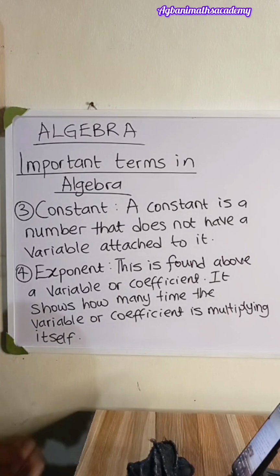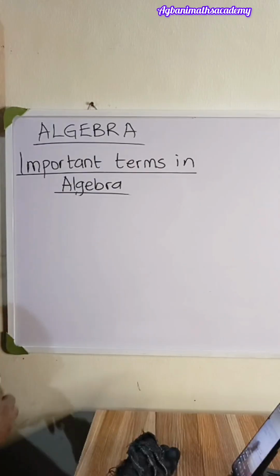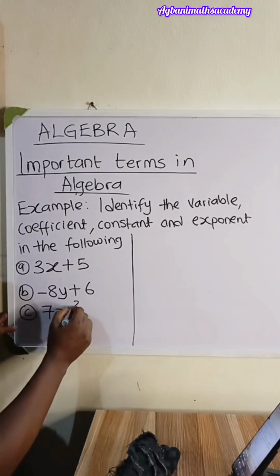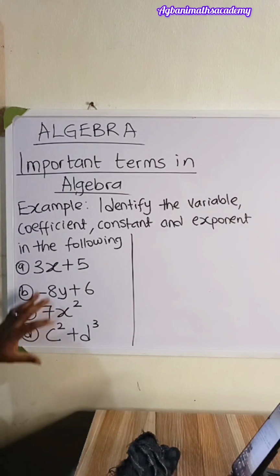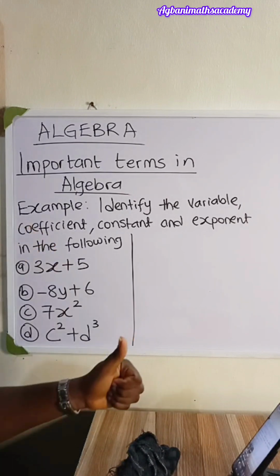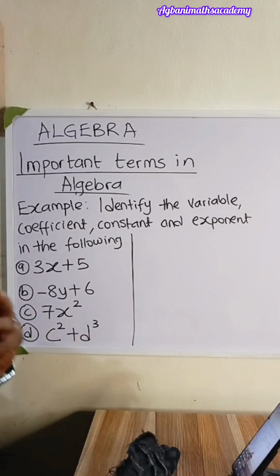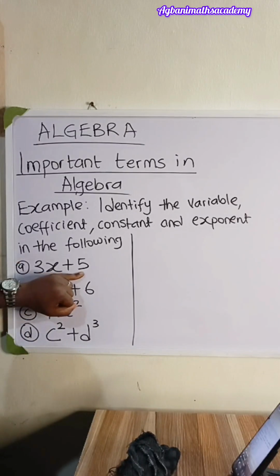So we're going to look at some examples where we're going to identify all these terms. Example. Okay, so we want to identify variables, coefficients, constants, and exponents in these 4 examples. Okay, so let's look at A. We have 3x plus 5.